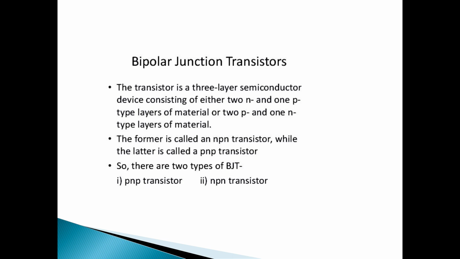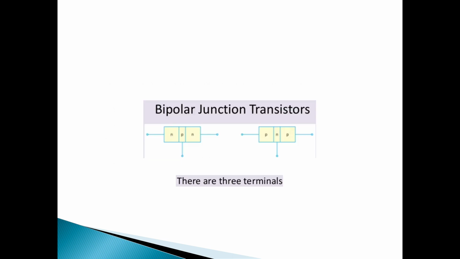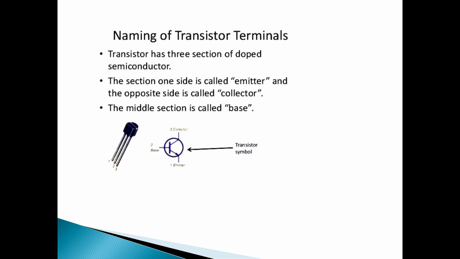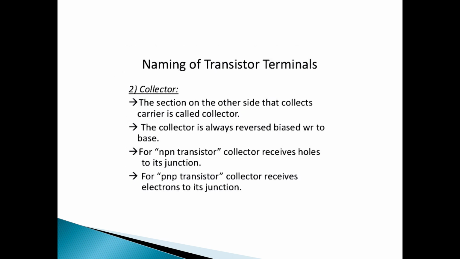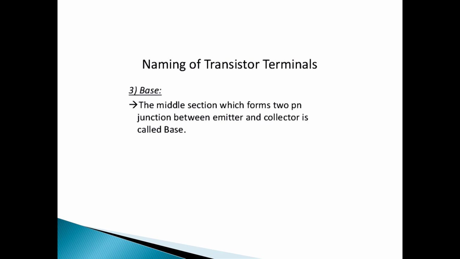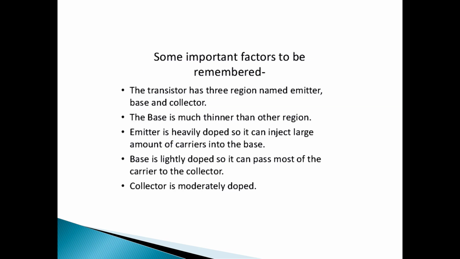It is classified into two types, PNP and NPN transistor. Now the three terminals of the device are the emitter, base and collector. We can see in the diagram. Now this is the circuit symbol for the transistor. Now what is the emitter region? As the name denotes, emitter will supply the majority of the carriers. Now the collector region, as the name denotes, will collect the carriers, and base lies in the middle of the emitter and the collector region.